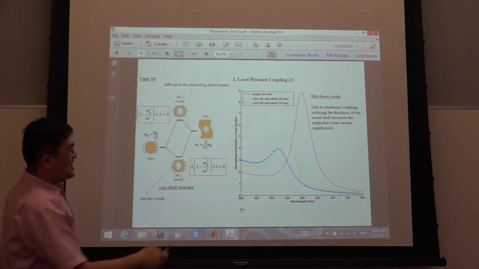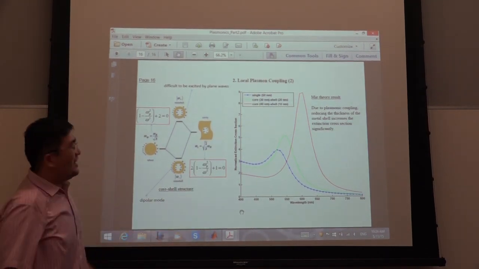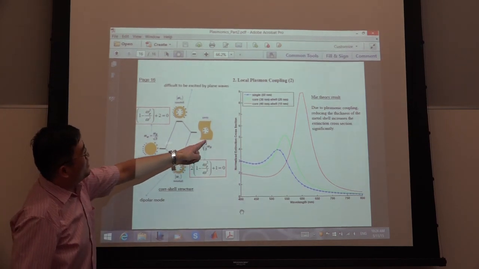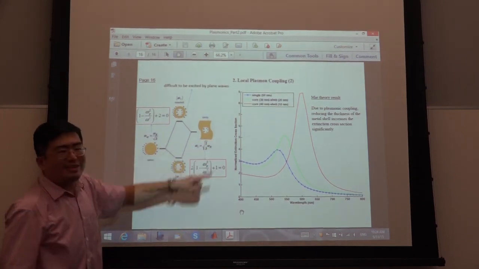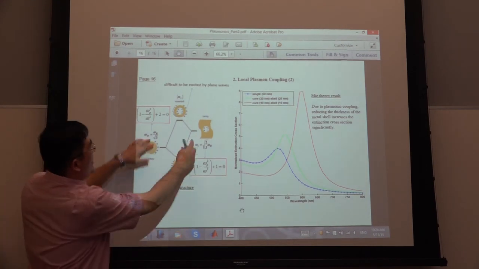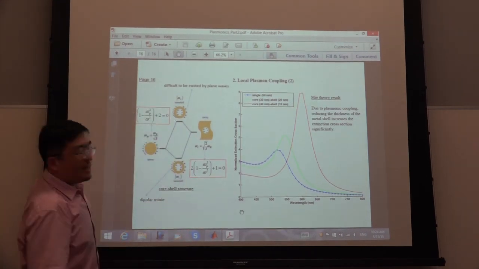This is a complementary structure. So I change the resonance condition. Okay. So I get omega equal to square root of 2/3 omega_p. When they become a core-shell structure, they have 2 kinds of mode.